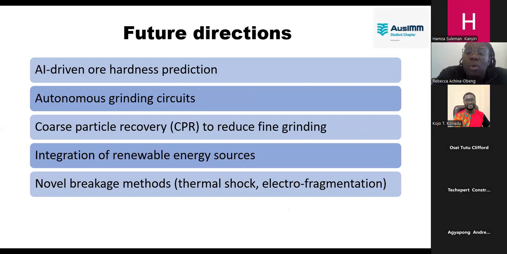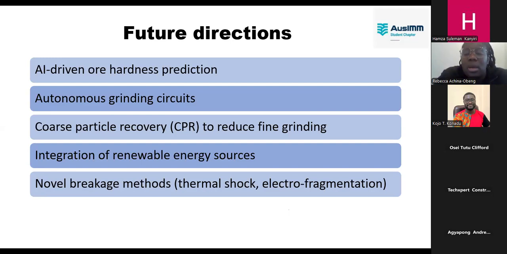where AI will be used to enable grinding circuits to anticipate feed variability, because ore variability is a big issue. If you don't know the characteristics of the ore that you're introducing into your beneficiation plant, it is a problem. You wouldn't know how to go about controlling your process to ensure energy savings, right? So AI will be used to enable grinding circuits to anticipate feed variability before it even reaches the mill stage.